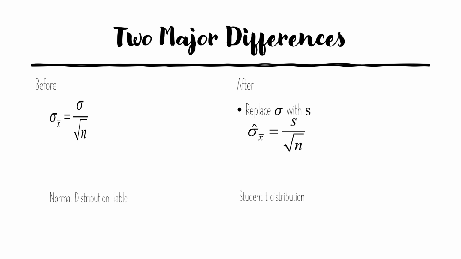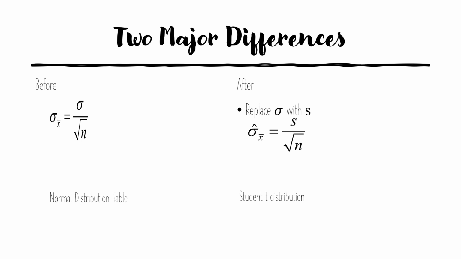I have to point out the two stark differences between calculating the confidence intervals when the standard deviation is known and when it is unknown. The column that says before shows what I displayed in the previous video about the z-score when the standard deviation is known. We were using the formula for the standard error of the mean with the standard deviation represented with sigma, and we resorted to using the normal standard distribution table.